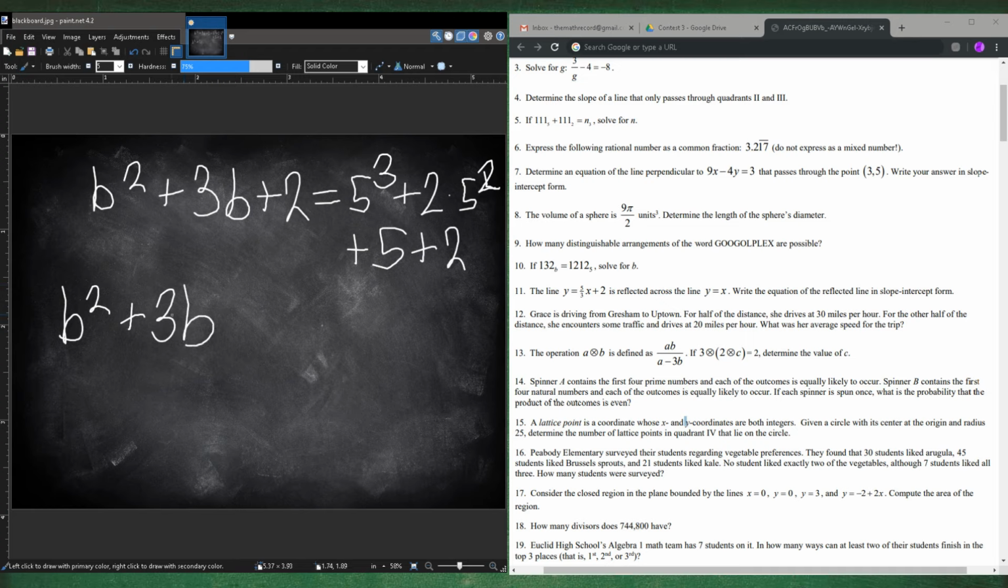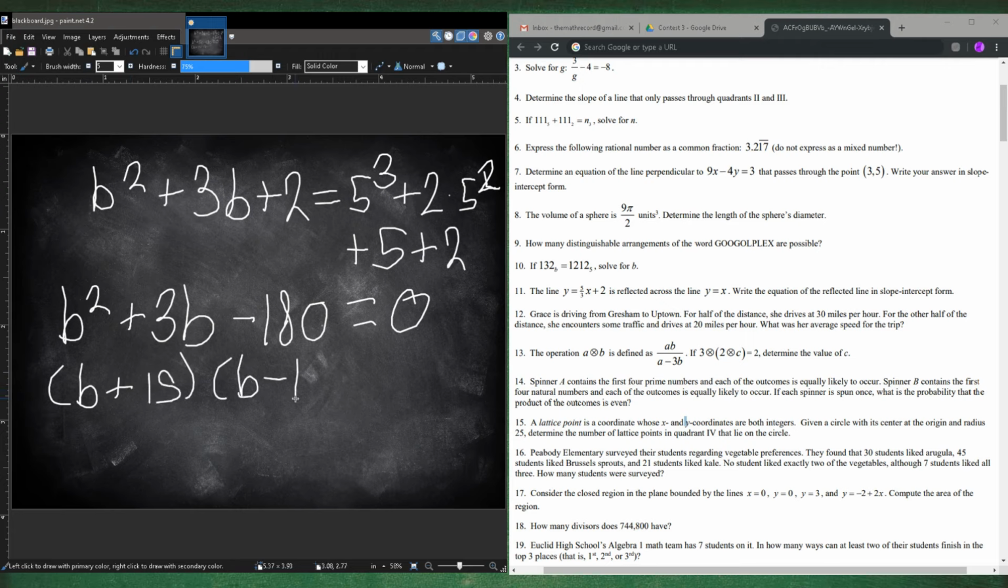And you kind of just set it up as a quadratic. So 5 to the 3 is 125, plus 5 squared times 2 is 50, plus 5 plus 2. That's 182 on the right side, and then you subtract the 182. So you get minus 180 is equal to 0. So b factors out to 15 and 12. So it'll be b plus 15 and b minus 12. Since b can't be negative, b has to be positive because it's a base. Then technically the only answer for it is 12.